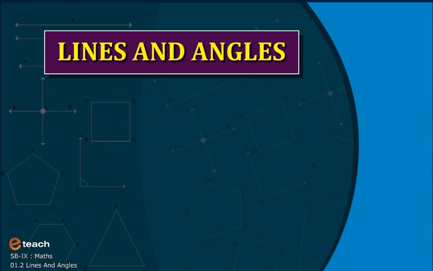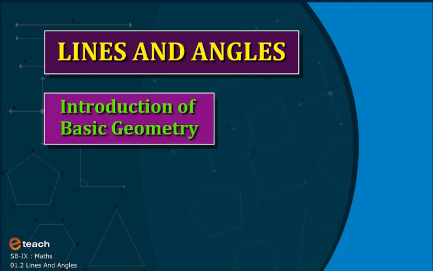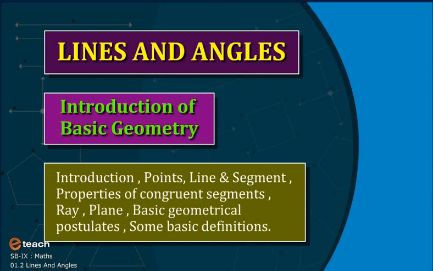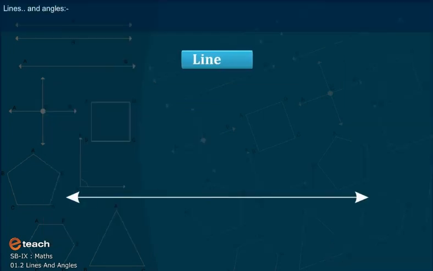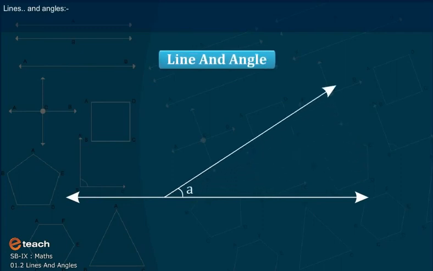Lines and angles. Introduction of basic geometry. Introduction. Points, line and segment. Properties of congruent segments. Ray, plane. Basic geometrical postulates. Some basic definitions. Lines and angles.